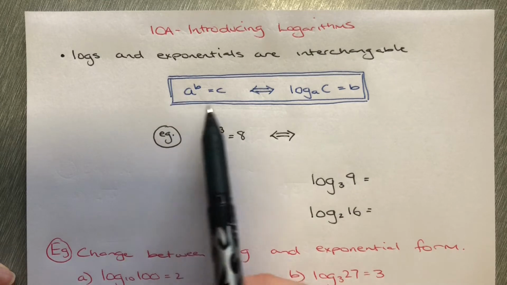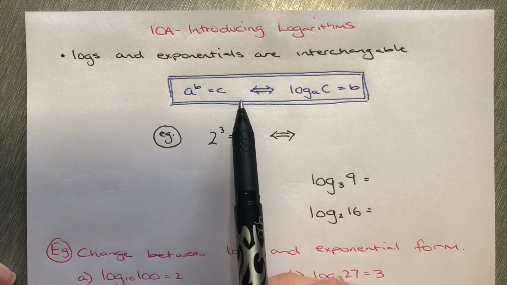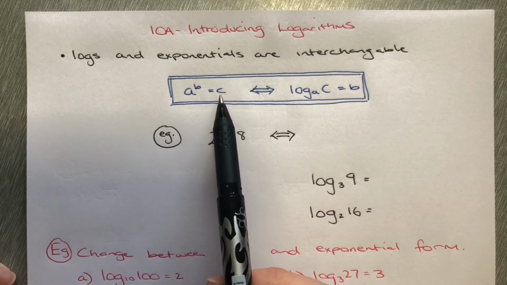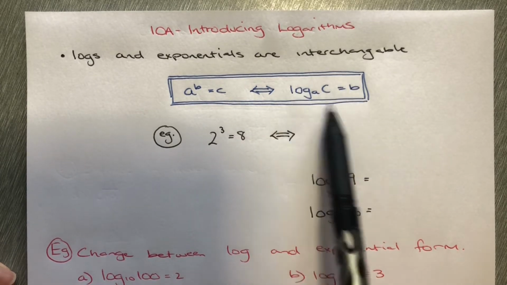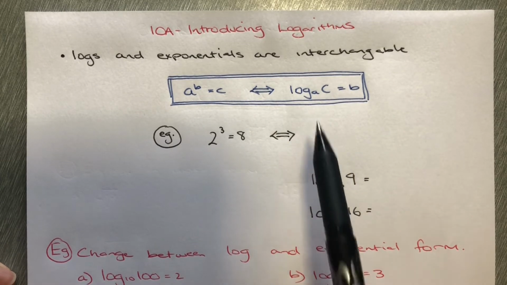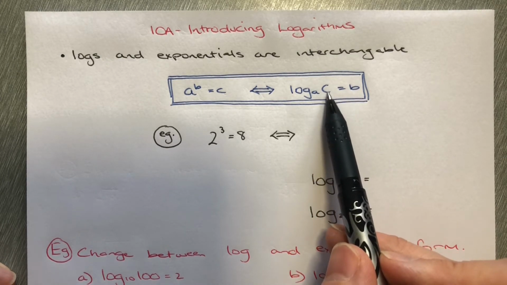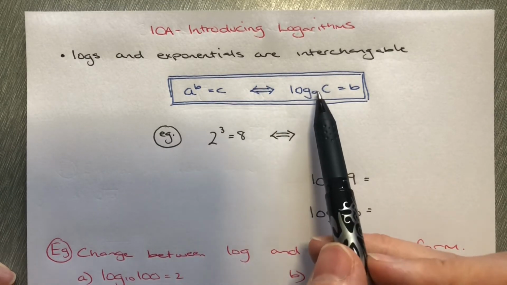So if we look at this here, that's probably something you're reasonably familiar with. a to the power of b is going to give you c, a certain answer, but that can actually be expressed using a log, and it's like this. This also means a to the power of b gives you c. These two give you the same information.